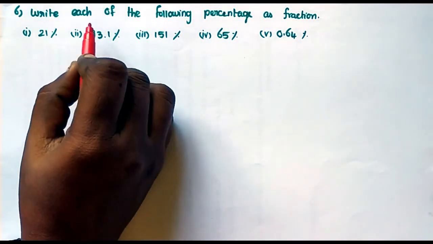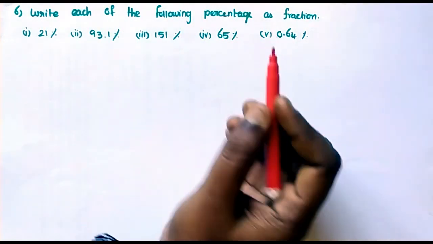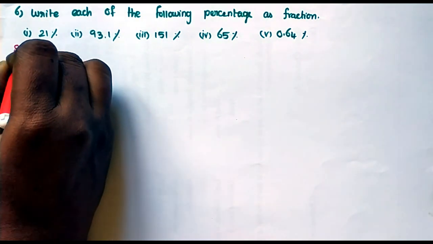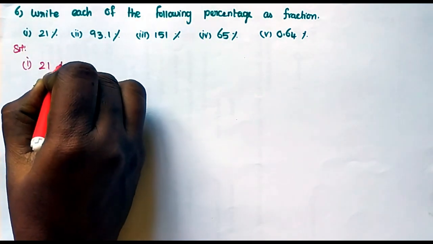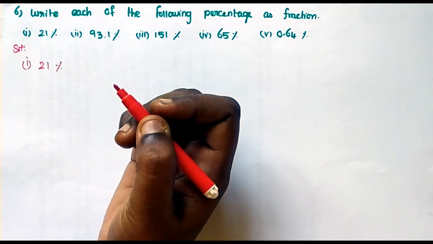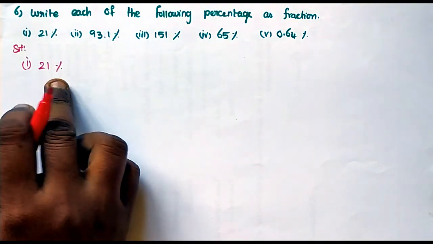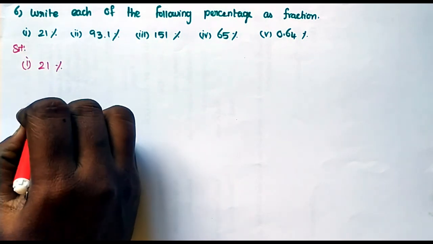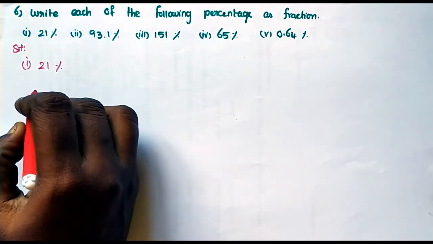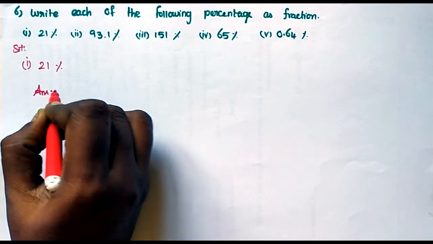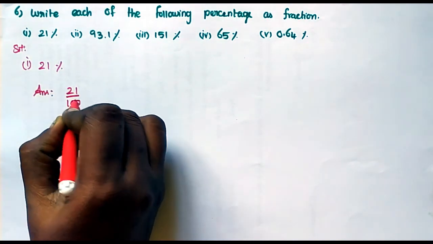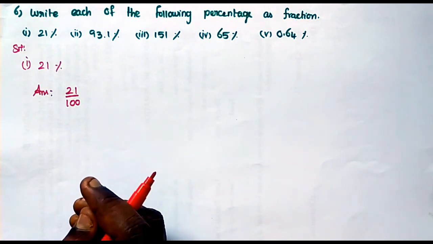Sixth sum. Write each of the following percentage as fraction. Listen. 21 percentage. If you see the percentage symbol, that means 21 divided by 100. That is out of 100. So answer is 21 divided by 100. That is the answer.